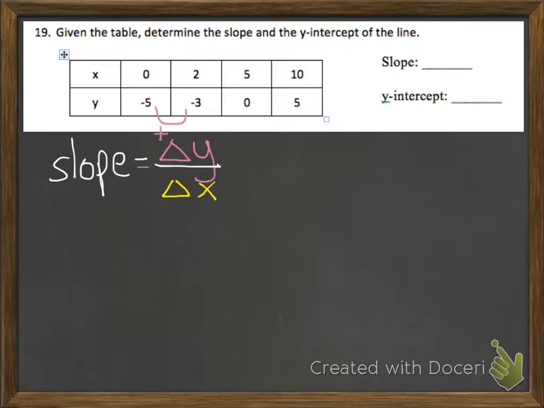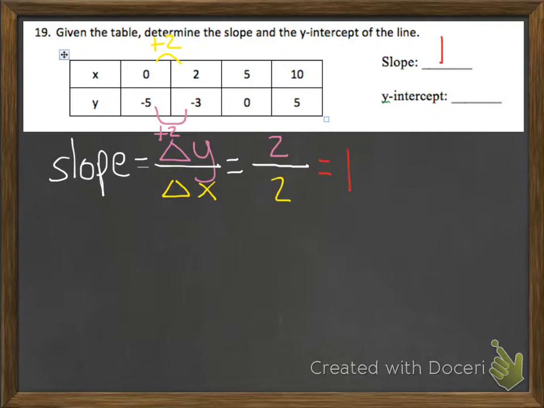So from -5 to -3, we're going up 2. We're going to do the same thing with our x's, and it's important we use the same two points. So our change in x from 0 to 2 is up 2. Now we know our change in y is a positive 2, our change in x is a positive 2, so we can write those in a fraction over one another, and 2 divided by 2 gives us 1.